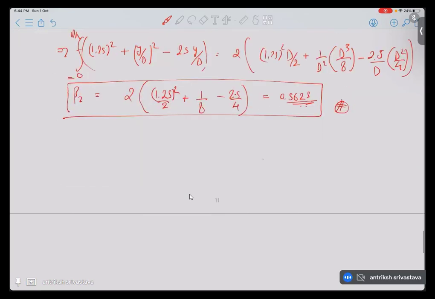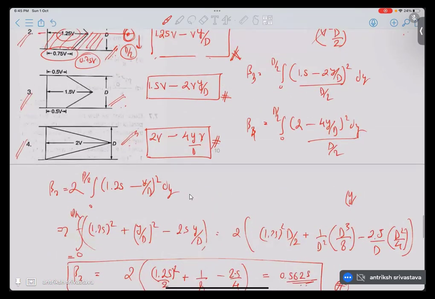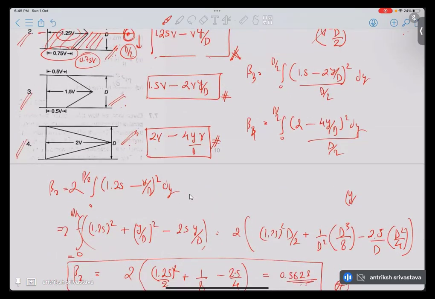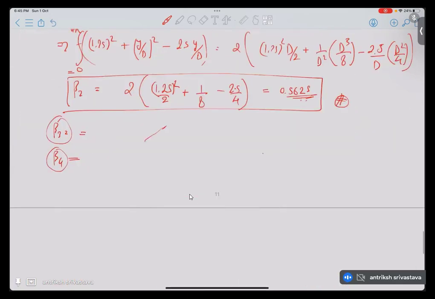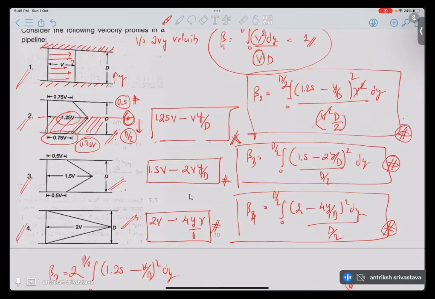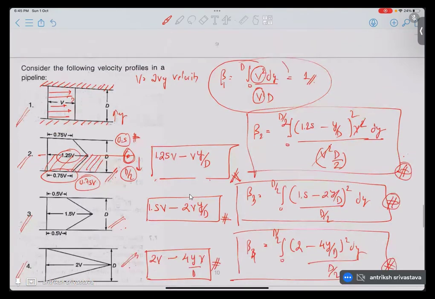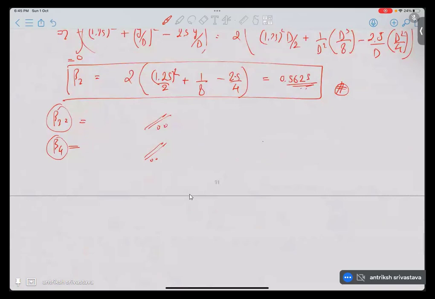Similarly, we can get beta 3 and beta 4. I don't think that me just sitting here doing this is going to be of any use. I'll leave it up to you guys to calculate beta 3 and beta 4. The concept is you have to follow this step and you are going to get your momentum correction factor.